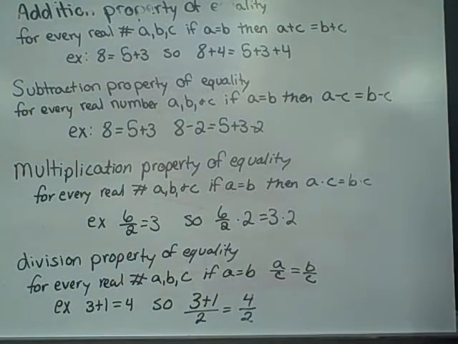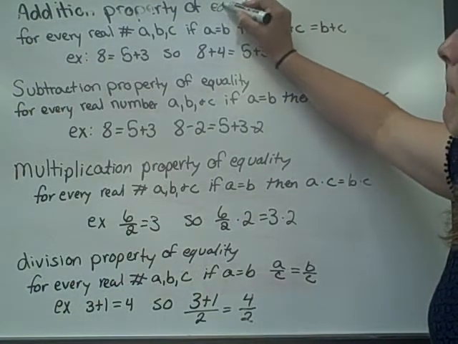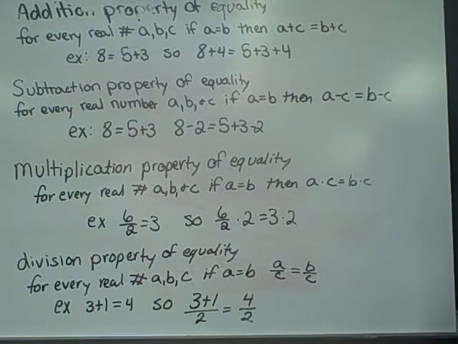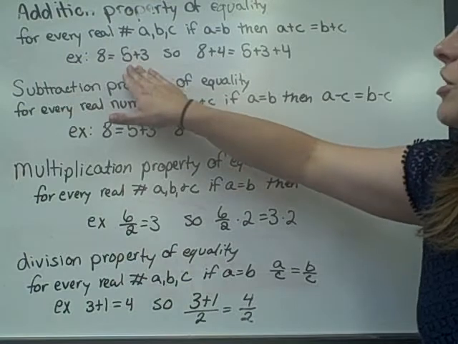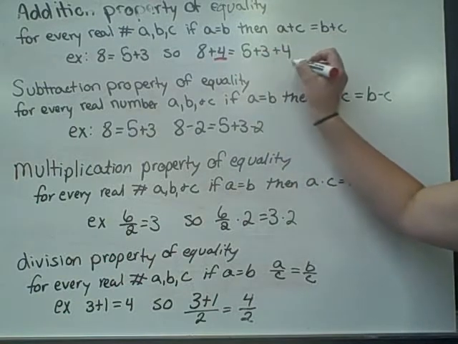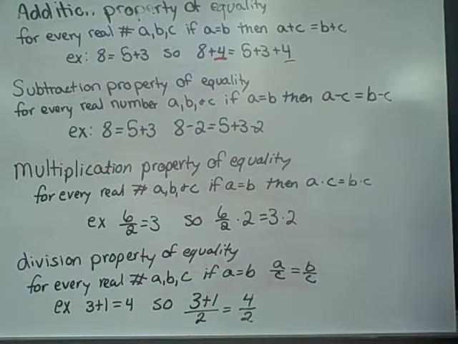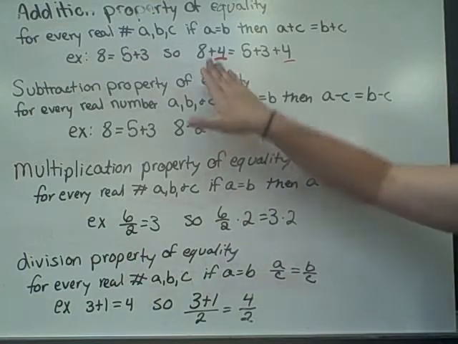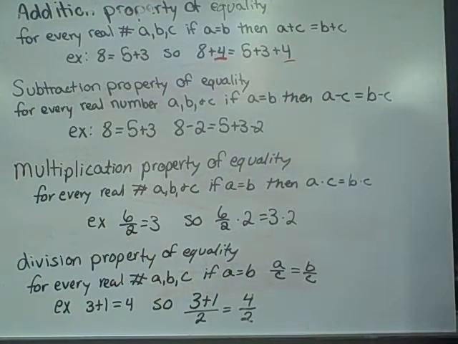Addition property of equality. For every real number a, b, and c, if a is equal to b, then a plus c is going to equal b plus c. Basically, if I have an equation like this, and I add the same thing to both sides, so I added a 4 to both sides, that equation is still going to be equal because I did the same thing to both sides. And that's pretty much what the rest of this board says.